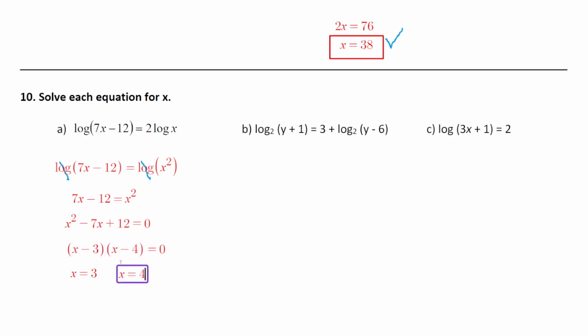So let's take a look at our domain here and make sure we don't have any issues. If I plug in 3, I get 3 times 7 is 21, minus 12, that would be positive. 3 is obviously positive, so 3 is going to be a good solution. And if I plug in 4, 4 times 7 is 28 minus 12, that's positive and positive. So I think this might be our first one where we actually get legit two solutions, and they both check out.